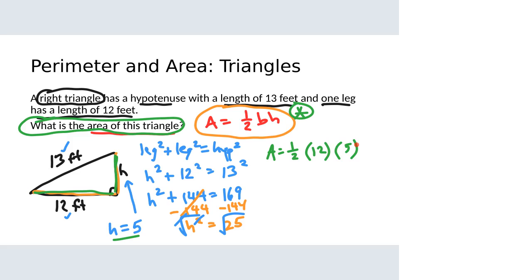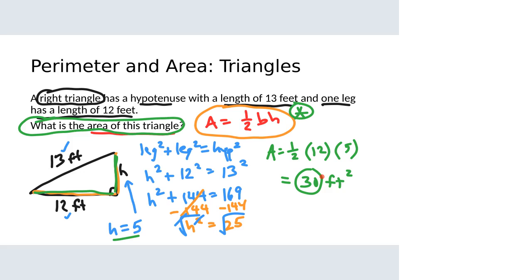And then 1/2 times 12 times 5. Let's see, 1/2 times 12 would be 6 times 5. That's going to be 30. And this would be square feet. You'd just put the 30 on a quiz or an exam, but it would be 30 square feet would be the area of that triangle.